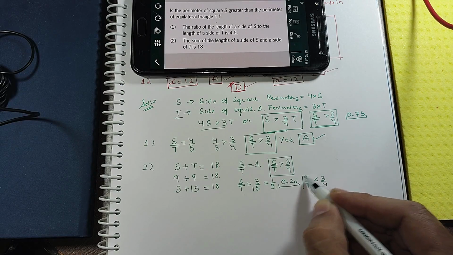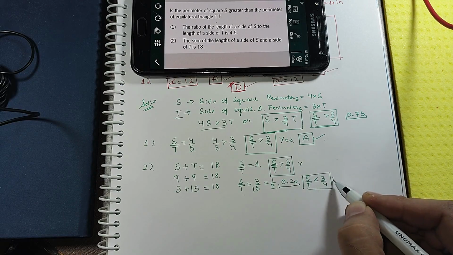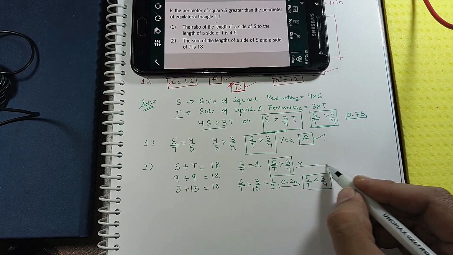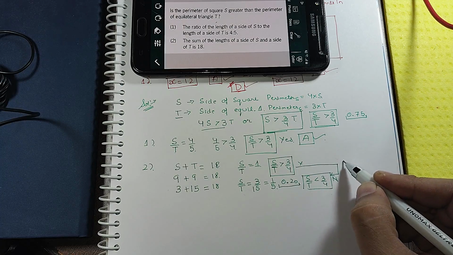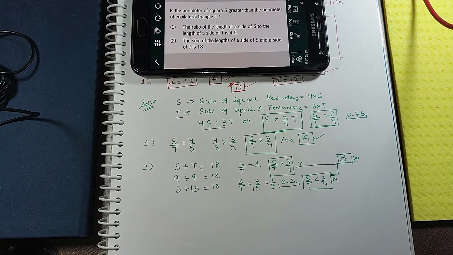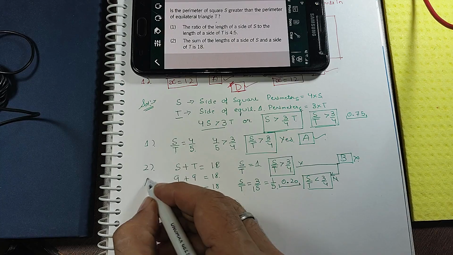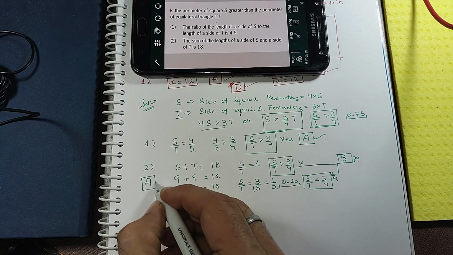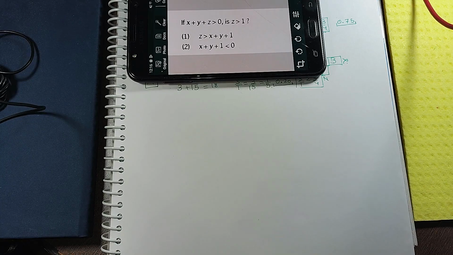So here I am getting yes, here I am getting no. So this is a may or may not be condition. So I will say that statement 2 is not sufficient to answer my question, right? So for this particular question I will mark option A, that statement 1 alone is sufficient to answer my question.